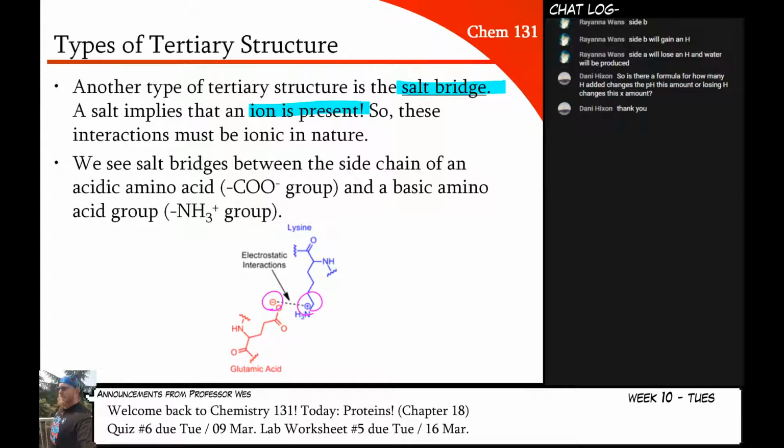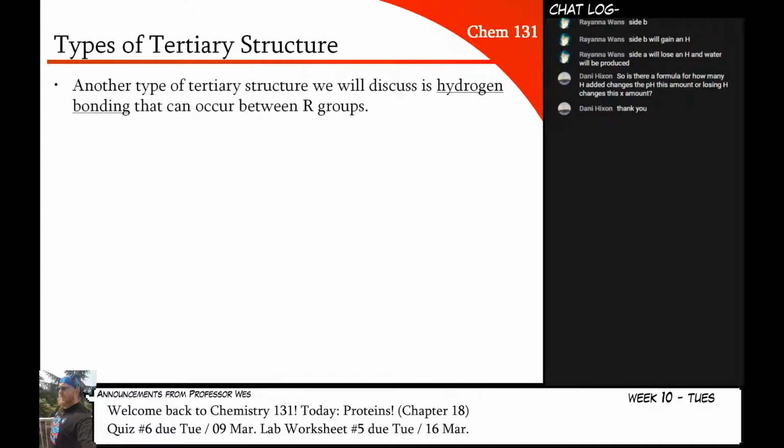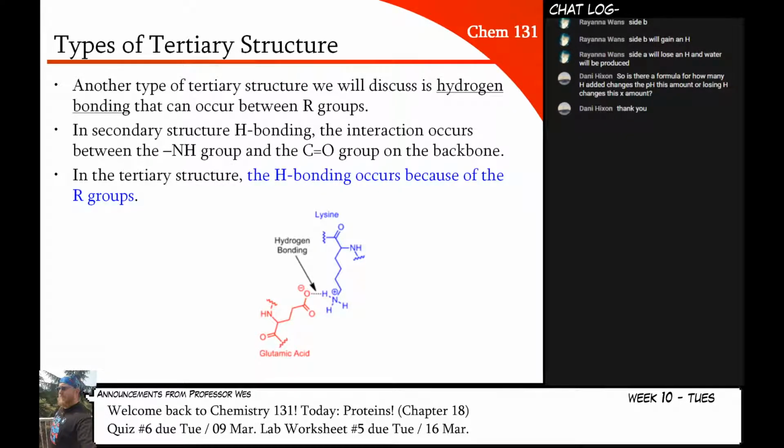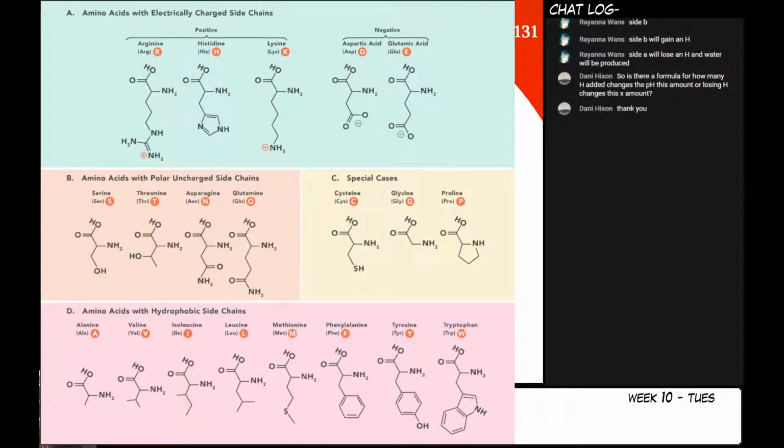I think the next one's either hydrogen bonding or hydrophobic. Yeah, hydrogen bonding. Okay. Do I have a picture of that too? So I don't like this picture because they're showing hydrogen bonding, but this is also ion, kind of a salt bridge. So first I'm going to just highlight hydrogen bonding occurring between R groups because that's what we want to know. But then I'm going to go back to here, and we're going to find the groups that can hydrogen bond with each other. And so those are anything that has OH or NH on them.